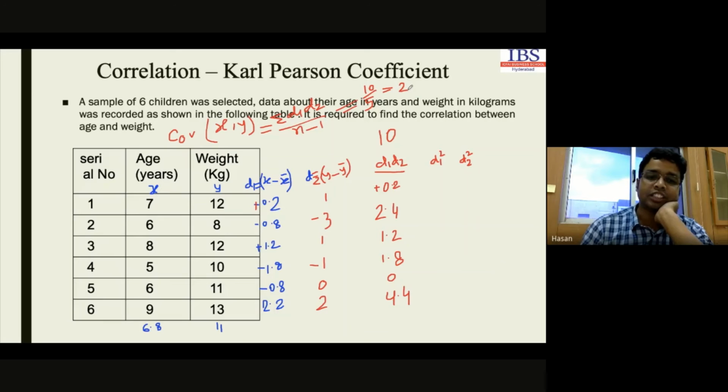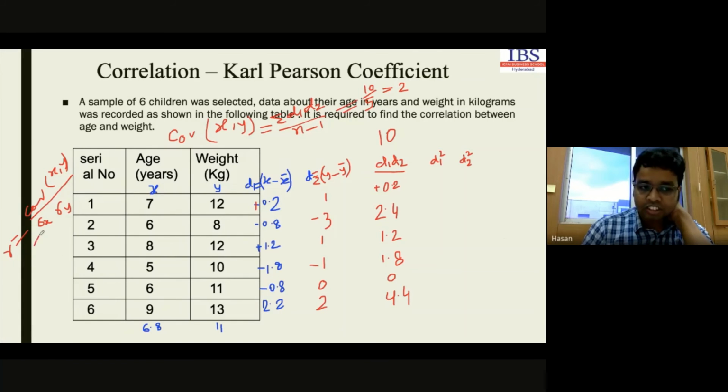Then what about the others? What is the formula for R? R equals covariance of X and Y divided by sigma X into sigma Y. Remember the formula, okay? So we have to calculate sigma X and sigma Y, right? So what is the procedure?